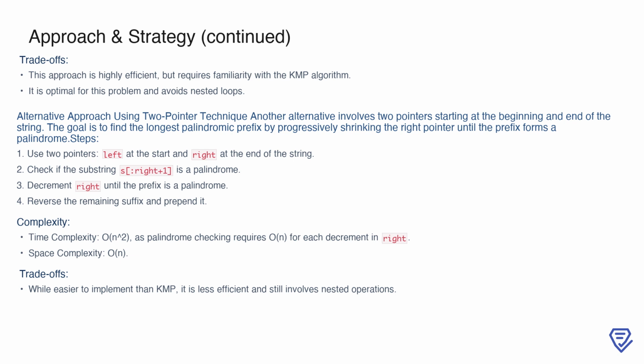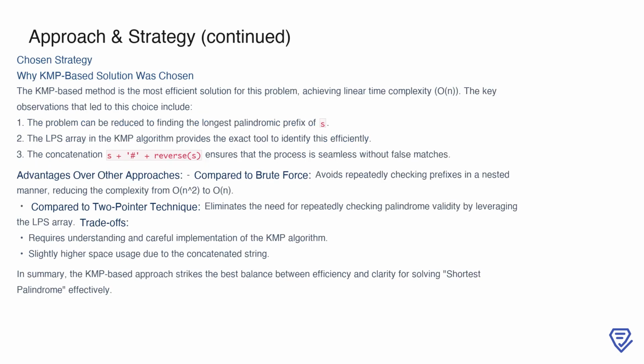While this method is easier to implement than KMP, it still involves nested operations since checking for a palindrome takes O(n) time for each decrement of the right pointer. This results in a time complexity of O(n squared), making it less efficient for longer strings. The KMP-based solution stands out as the most efficient choice.